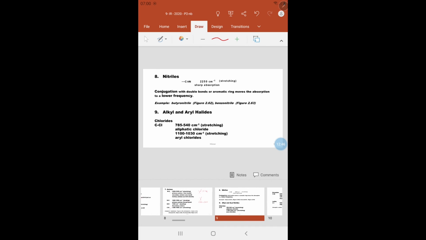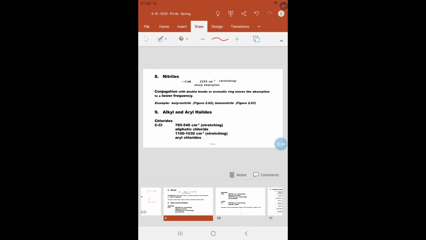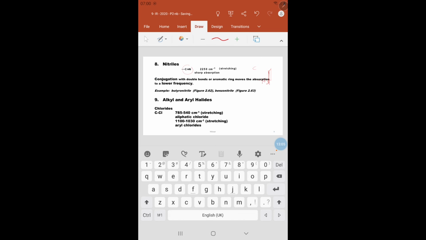Okay, next one, the nitrile. For the nitrile, C triple bond N, you can see a very sharp absorption around 2250, and then the rest is maybe the CH sp3, depending on the structure of the molecule.